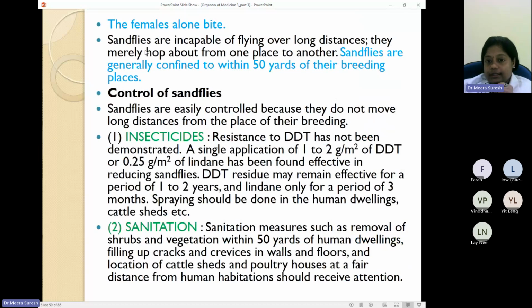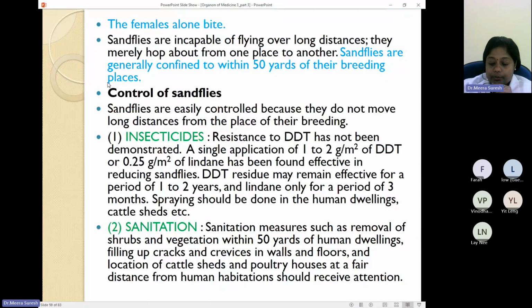And one of the things about sandflies is it is incapable of flying over long distance. The other two we mentioned, the mosquitoes and the house flies, can actually fly a longer distance. But in the case of sandflies, this is usually confined to a smaller area, that is, usually confined within 50 yards of the breeding place.